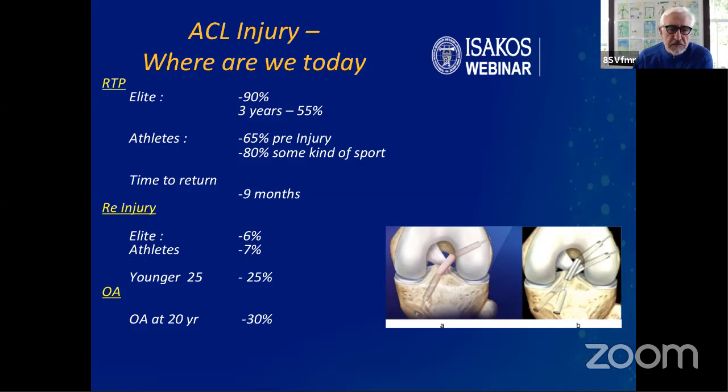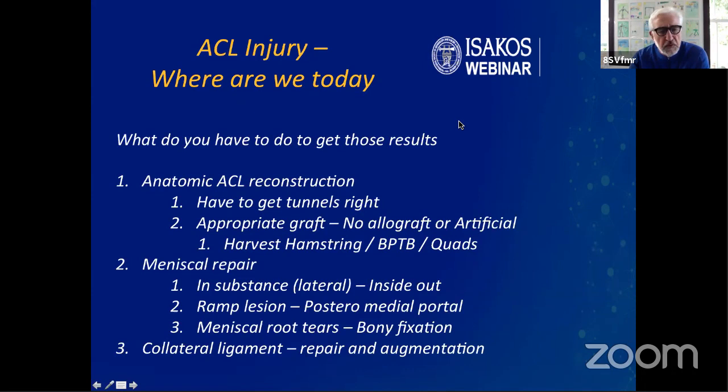All right, so to get these results, what do we have to do? And it's not much. We have to do a really good anatomic ACL reconstruction. We have to get the tunnels right. What fixation we use doesn't matter. There's a new study from the Scandinavian registry that shows normal interference screws probably do better than all these others, but the fixation is not important. I think you have to have an appropriate graft. No allografts, no artificial, you have to be able to harvest a hamstring, a BTB, or a quad.